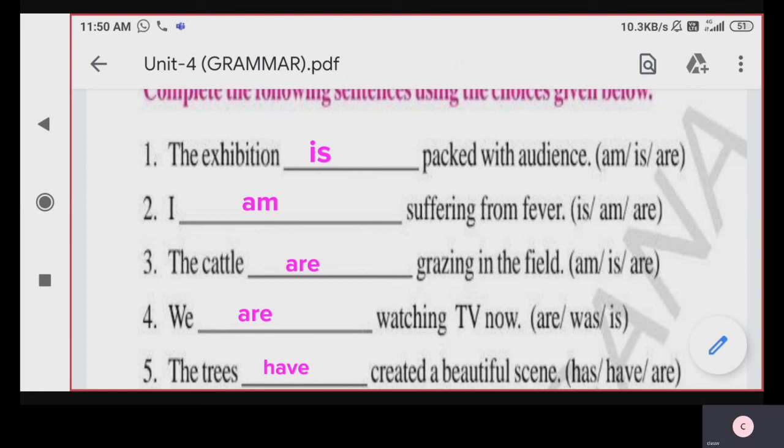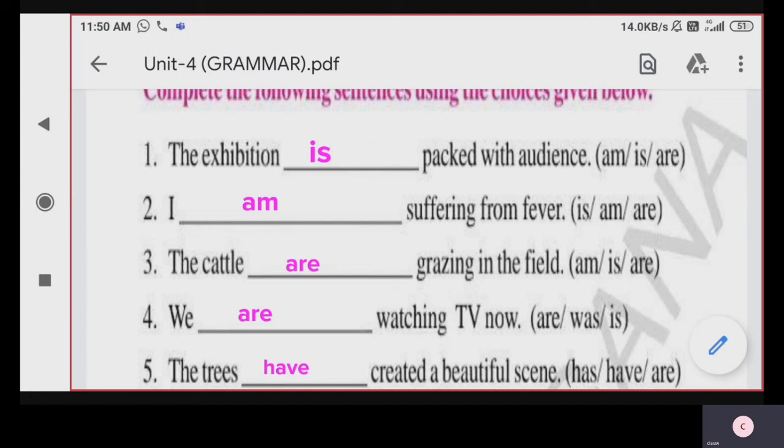Third one, the cattle dash grazing in the field. Children, cattle is a plural word which means cows and bulls. Cows and bulls kept by farmers for their milk or meat are called cattle. So cattle is a plural word. So what are you going to use? Are. Very good. The cattle are grazing in the field.